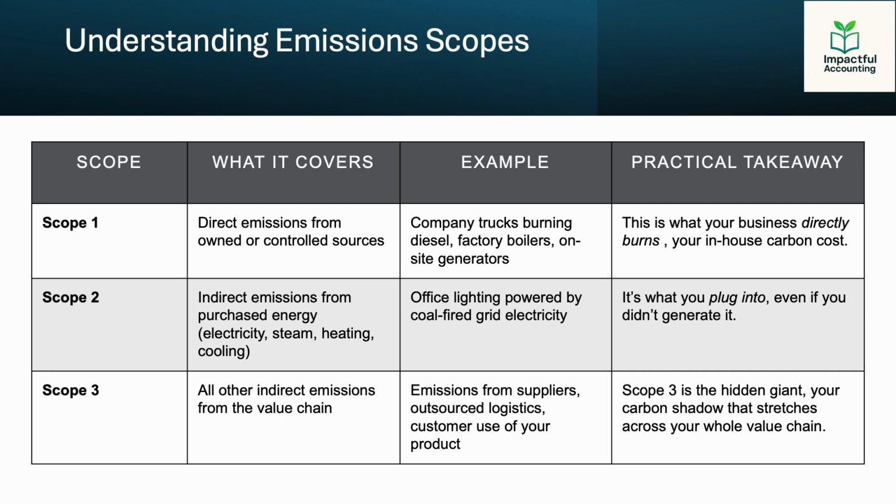In fact, in most companies, Scope 3 makes up more than 70% of total emissions. So what's your takeaway? Start by estimating Scope 1 and Scope 2 using your existing bill and fuel data. And for Scope 3, don't wait for perfection. Focus on your top suppliers or the biggest logistics flow. Even a simple estimate shows you're taking responsibility, and that builds trust with investors, boards, and regulators.